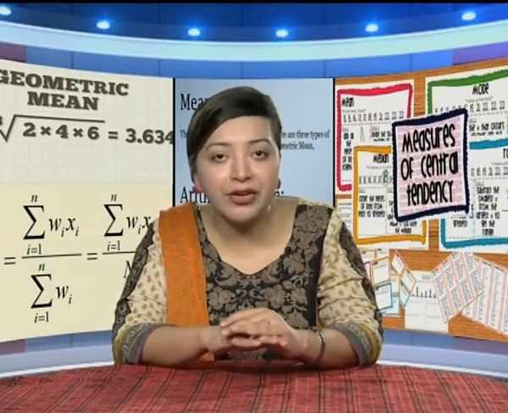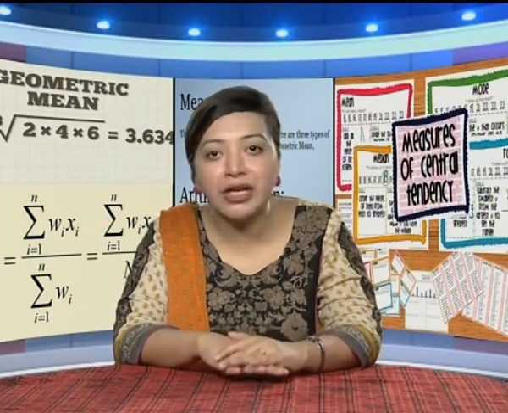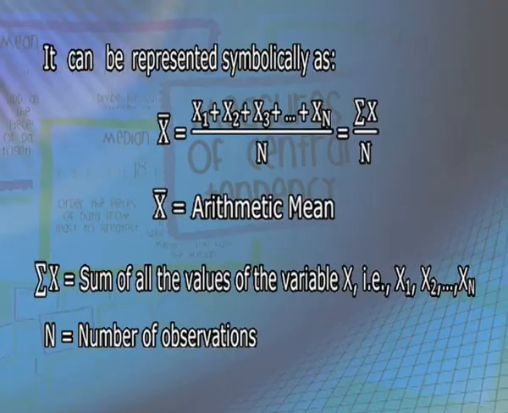The process of computing mean in case of individual observation is very simple. Add together the various values of the variable and divide the total by the number of items. It can be represented symbolically as x bar equals x1 plus x2 plus x3 plus so on to xn, the whole thing divided by N. So that is equal to sigma x divided by n. So x bar is the arithmetic mean here. Sigma x is the sum of all the values of the variable x, that is x1, x2, x3 so on till xn, and n is the number of observations.